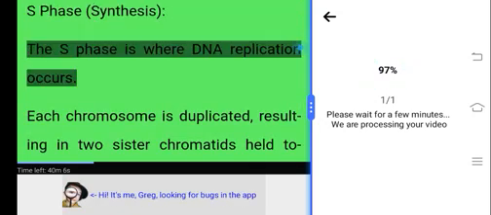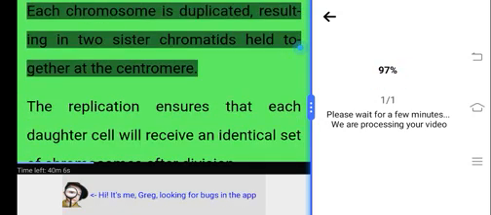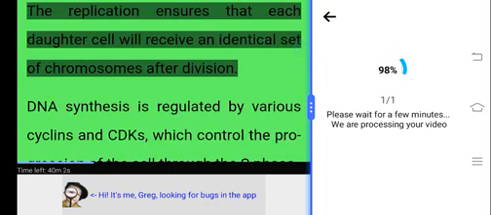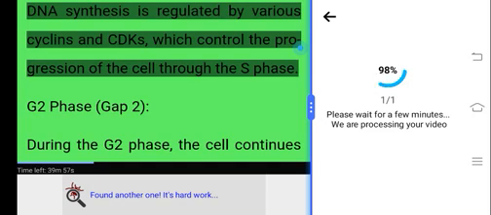S phase, synthesis. The S phase is where DNA replication occurs. Each chromosome is duplicated, resulting in two sister chromatids held together at the centromere. The replication ensures that each daughter cell will receive an identical set of chromosomes after division. DNA synthesis is regulated by various cyclins and CDKs, which control the progression of the cell through the S phase.